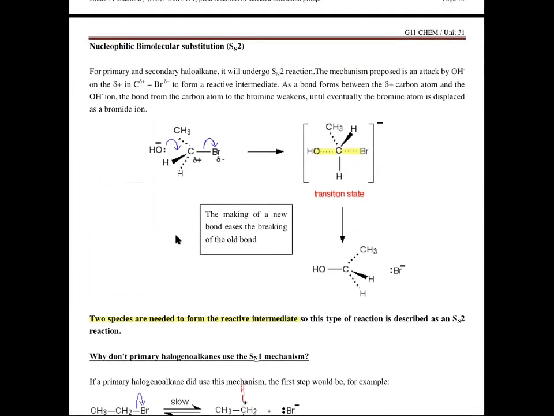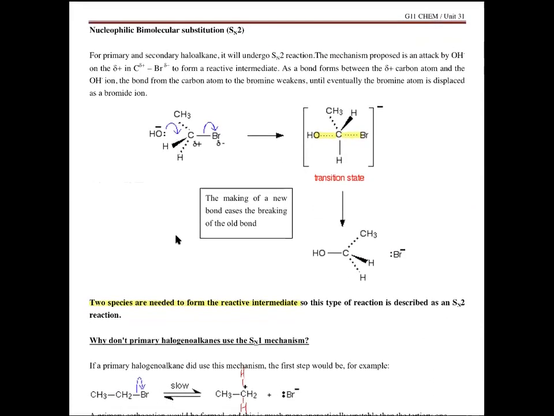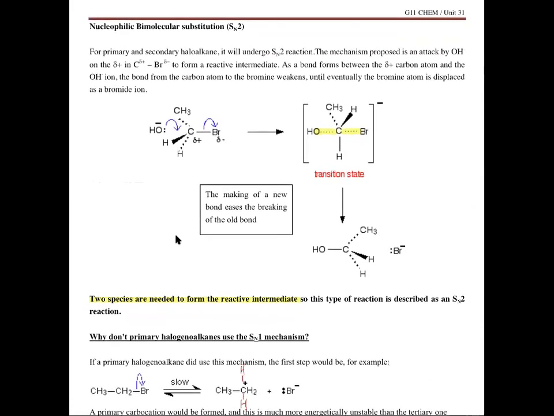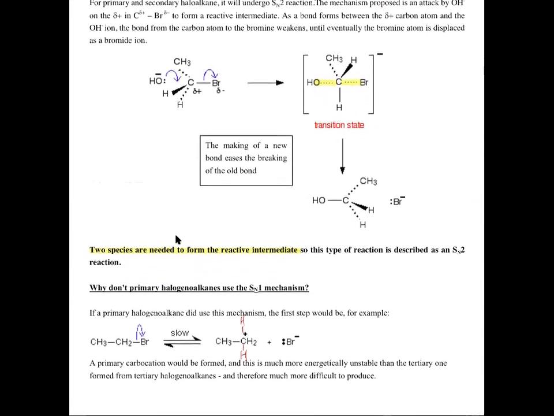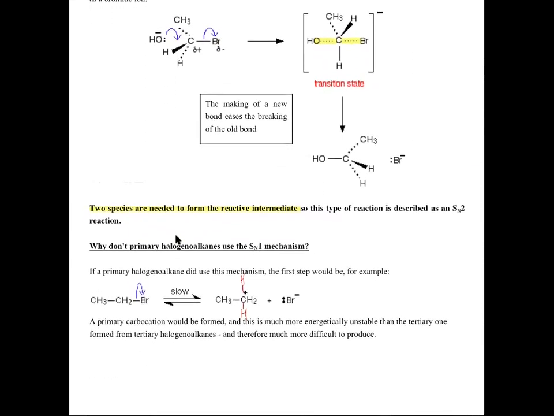This part? SN2. Okay, so for this one, as I have mentioned, the primary haloalkane has this kind of structure. If it undergoes SN1, we expect this bromine to leave directly, forming a bromide ion and then the carbocation.